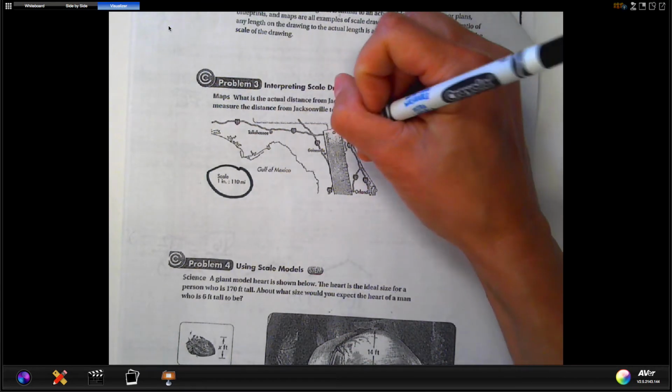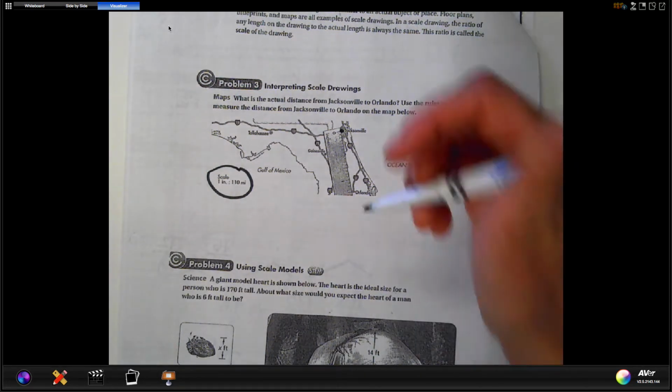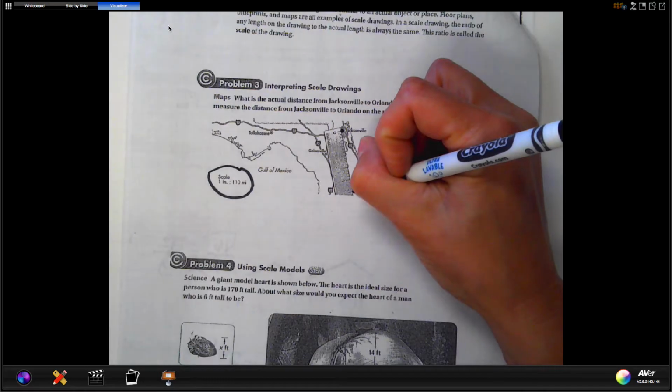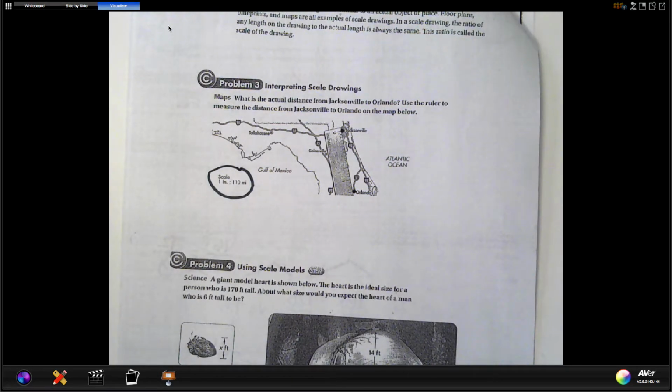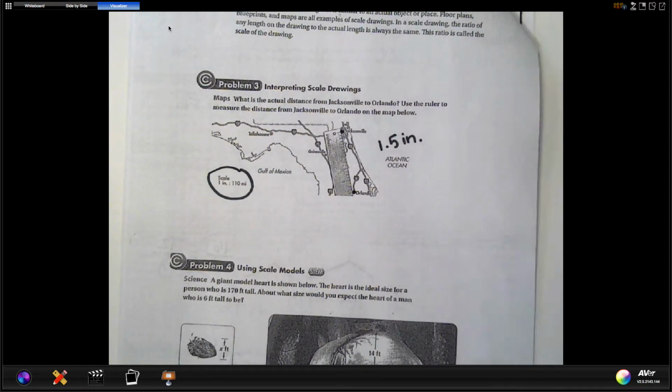All right, so here's Jacksonville, if you can't see it that well, at 0. They've lined a ruler up for you. And then here's Orlando down here. What's the measurement down at Orlando using that ruler? What's that measurement? What is it, Nathaniel? It is 1.5. Yeah, 1.5 inches is the measurement, okay?